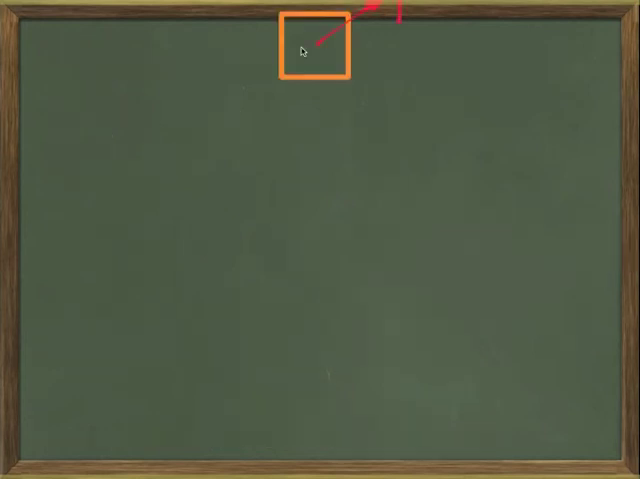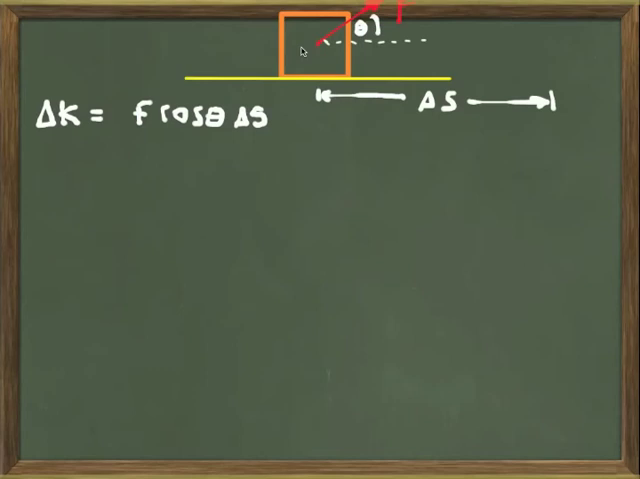So we're going to use the dot product to rewrite this expression. We have delta K equals F cosine theta delta s. So how do I write that in terms of a dot product? So the dot product between vector F and delta s as vectors. If those two vectors made an angle of theta, then their dot product will be F cosine theta delta s.